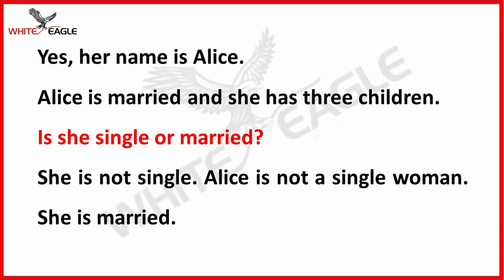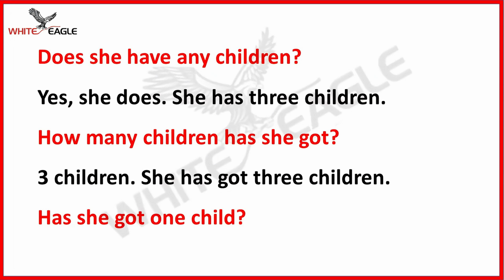Is she single or married? She is not single. Alice is not a single woman. She is married. Does she have any children? Yes, she does. She has 3 children. How many children has she got? 3 children. She has got 3 children.